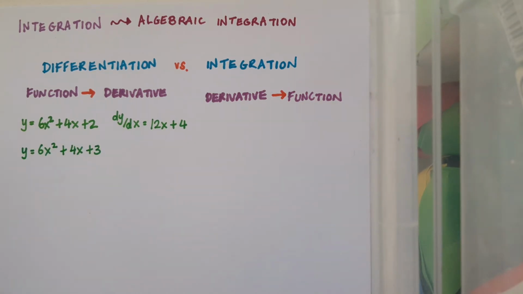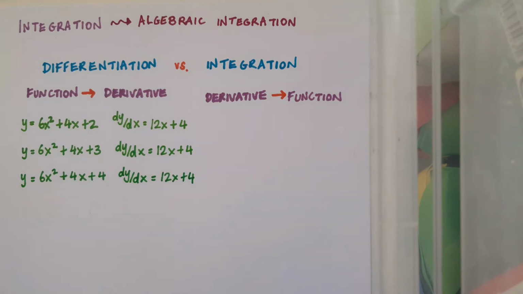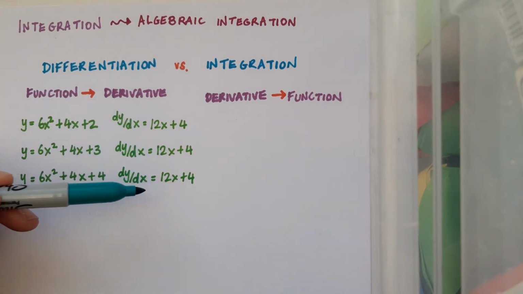Let's look at a second function. This looks really like the first function. 6x squared plus 4x plus 3. What would this differentiate to give me? Well, the derivative this time would also be 12x plus 4. Let's really hammer the point home. Here's a third function. What's its derivative? Yet again, the derivative is 12x plus 4. So all three of these functions differentiate to give me the same result.